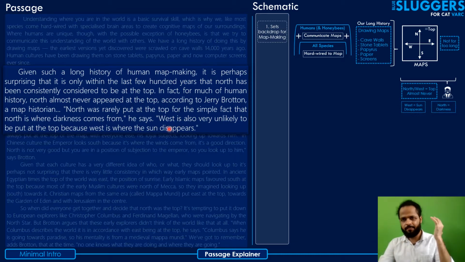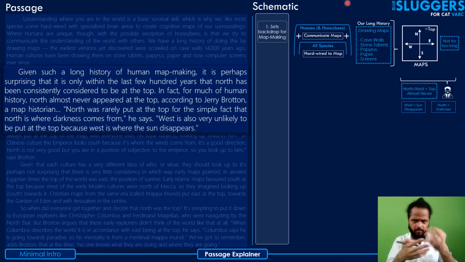Okay, so now this is where the author has actually begun, according to the crux of his discussion, and he says that given this long history that we have of drawing maps across ages, it is surprising. It's kind of surprising to note that the way we have the direction north always on the top on the maps that we use these days, right?